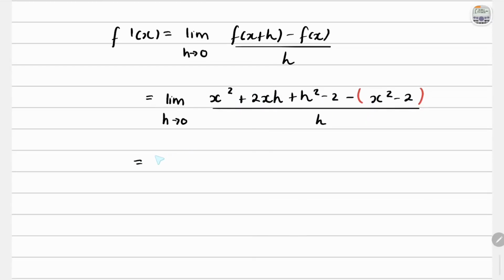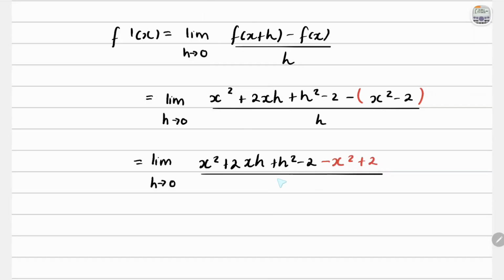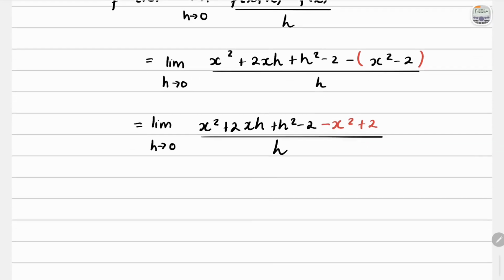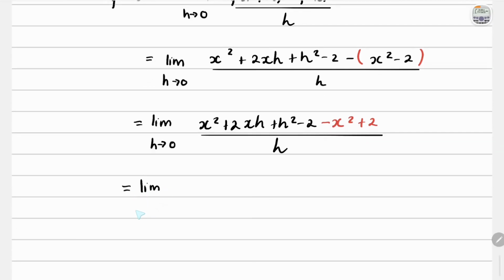So here we have this, and again, the limit as h approaches 0, and we have x squared plus 2xh plus h squared minus 2, and then that multiplies in to give you a negative x squared and positive 2, which of course will cancel with whatever the additive inverses are. So we have the limit as h approaches 0, and then these cancel. So that's going to cancel with that, and that's going to cancel with that. And then all you have left is this. So 2xh plus h squared all over h.